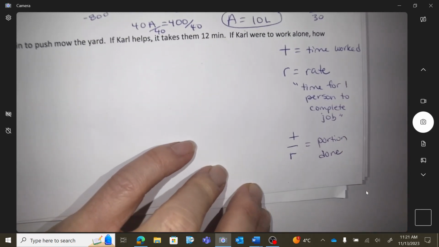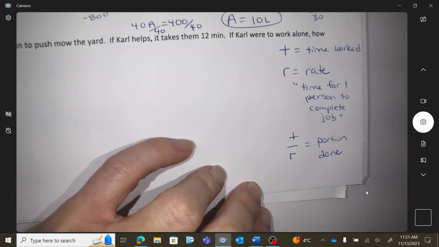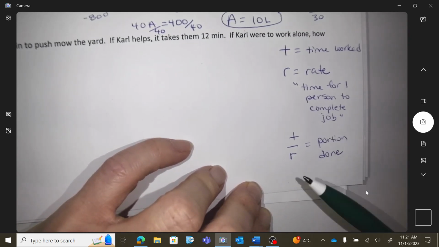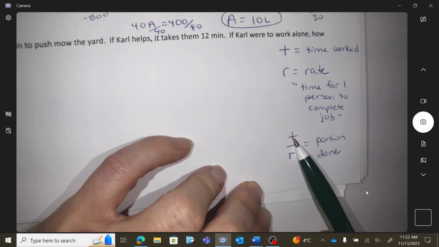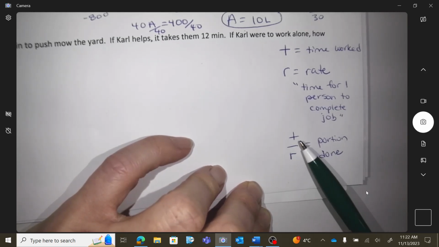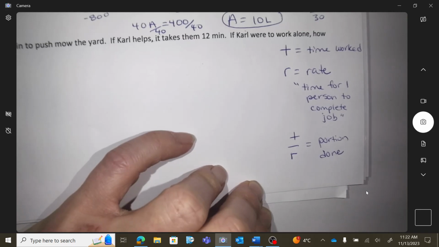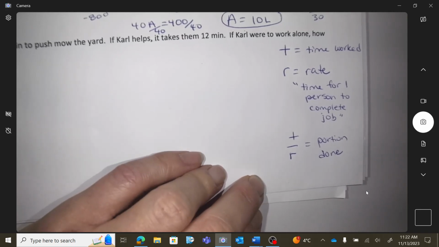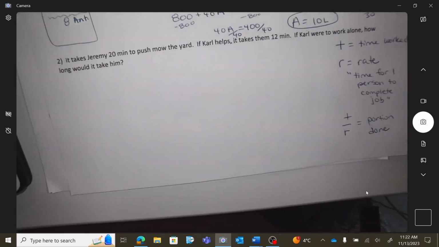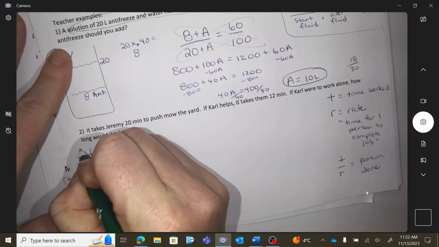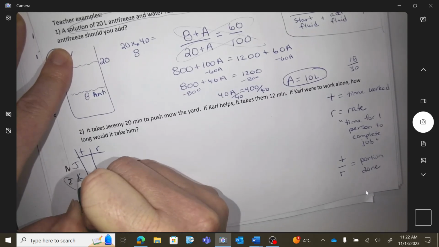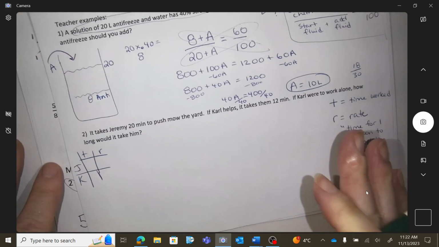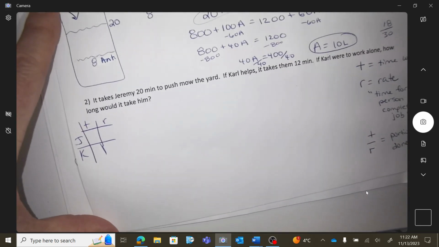So a time over a rate is the portion that you've completed. So again, if it takes me 15 hours to do report cards, that's my rate. If 2 hours has gone by, that's a time, I have done 2/15 of the job. I still have a long way to go, right? Okay. So here's what we're going to do. We're going to build a little T-chart. Okay, so time, rate, we have a Jeremy and we have a Carl.